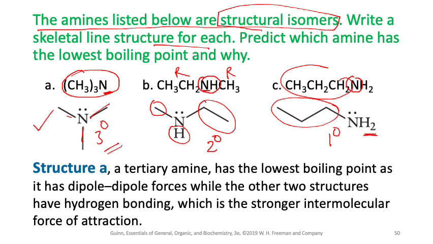And predict which amine has the lowest boiling point and why. So which one will have the lowest boiling point? The tertiary amine will have the lowest boiling point, because they cannot form a hydrogen bond between themselves, because it doesn't have any hydrogen. All the bonds are replaced by R. So the only kind of force of interaction they have is dipole force of interaction, which is weaker than the hydrogen bond that the other 2 amines can form between themselves.